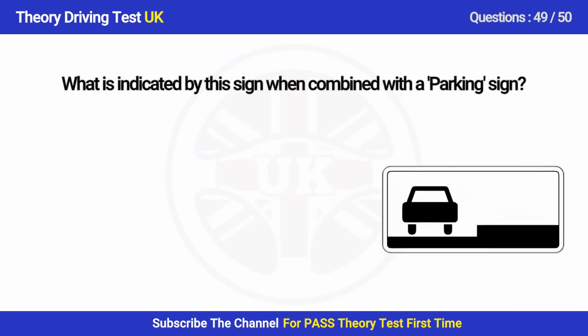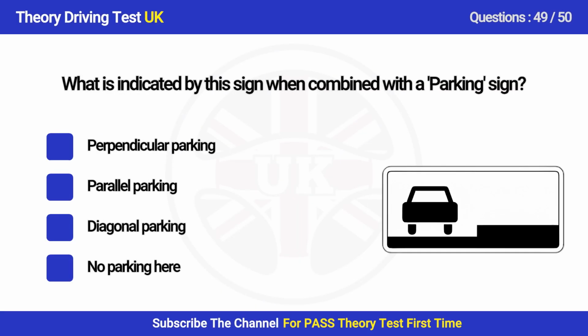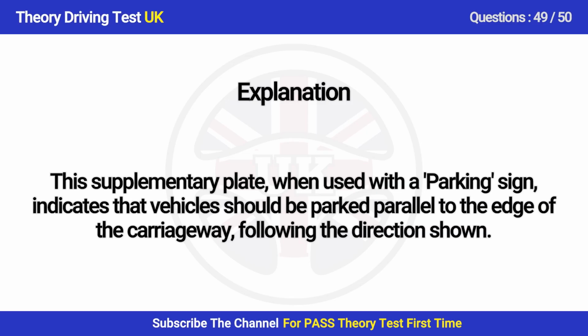Question 49. What is meant by this sign when combined with a parking sign? A. Perpendicular parking. B. Parallel parking. C. Diagonal parking. D. No parking here. Answer is B. Parallel parking. This supplementary plate, when used with a parking sign, indicates that vehicles should be parked parallel to the edge of the carriageway, following the direction shown.